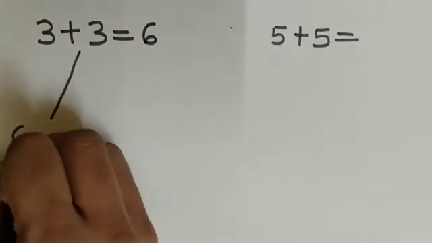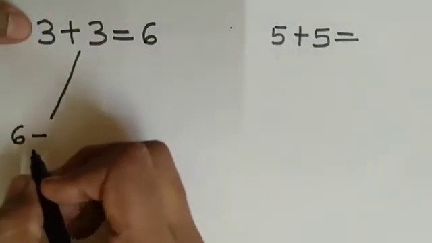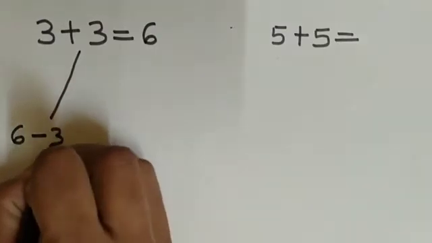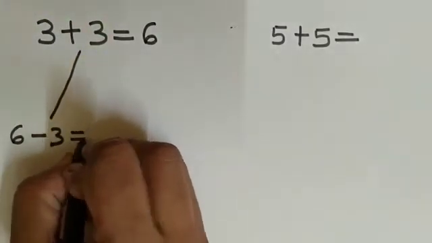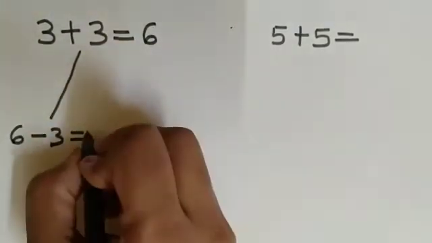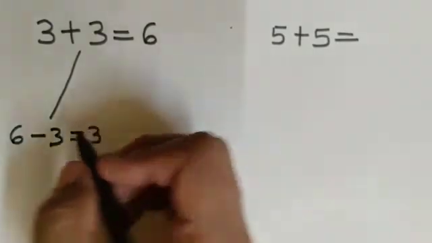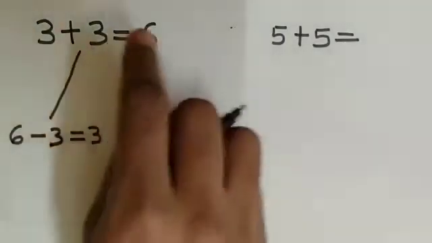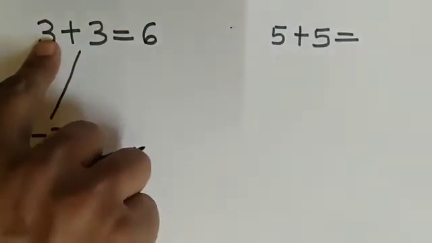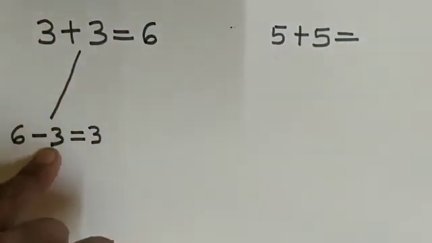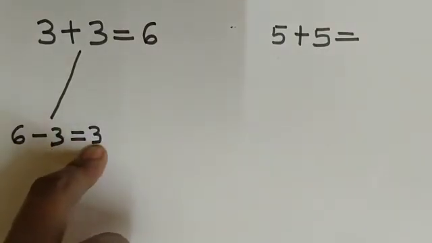First we will take the sum, that is 6. We subtract one number, that is 3, from this. What will you get, children? The other number, that also 3. Means if you are subtracting one number, that is 3, from the sum 6, you will get the other number, that is 3.